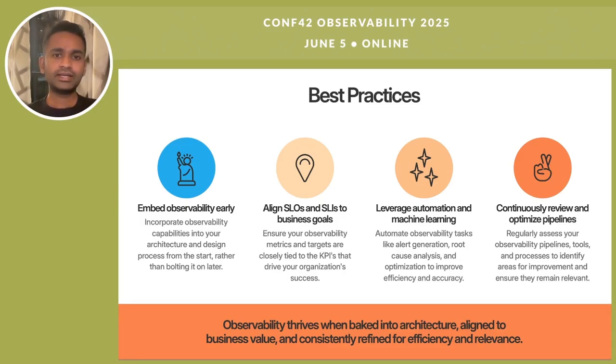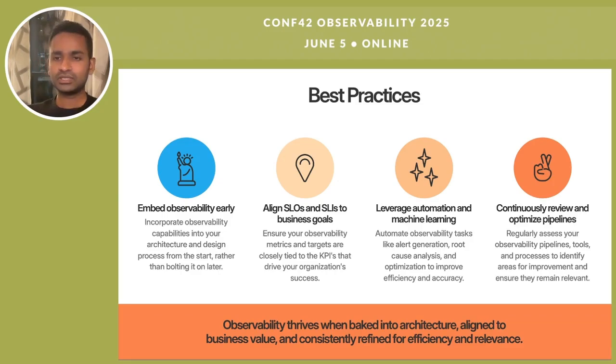So align SLOs and SLIs, service level objectives and service level indicators, to the business goals. Ensure observability metrics and targets are closely tied to the KPIs that drive the organization's success. It's very important. And leverage automation wherever possible, and machine learning. Automating observability tasks like alert generation and root cause analysis helps optimize and improve efficiency and accuracy.